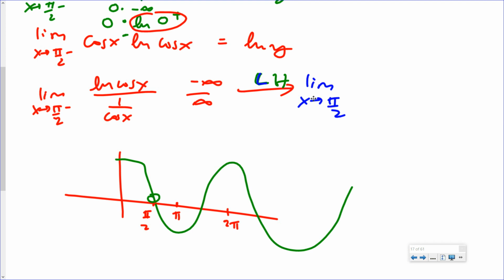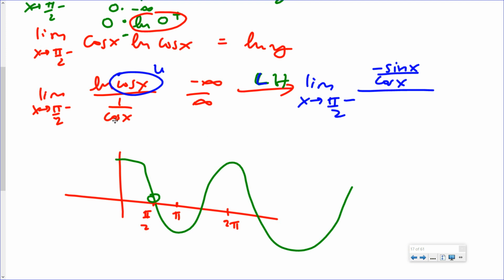The limit as x goes to pi over 2 from the left. And guys, what I'm going to do is take the derivative of the top. What's the derivative of log u? u prime over u, right? So this is my u. So the u prime is negative sine x over, and this is my u, so u is cosine x. Everyone good with that? u prime over u.